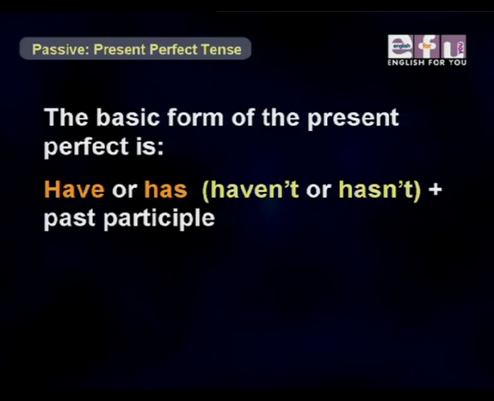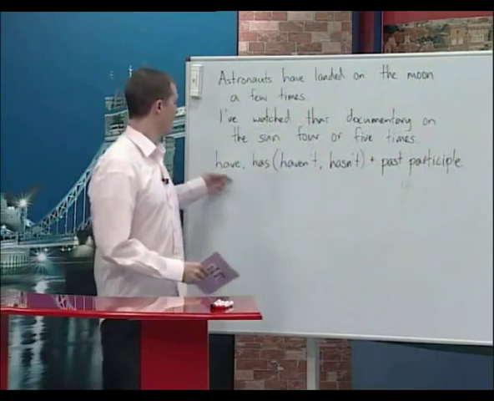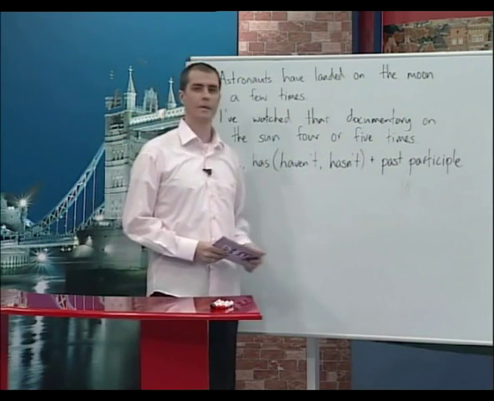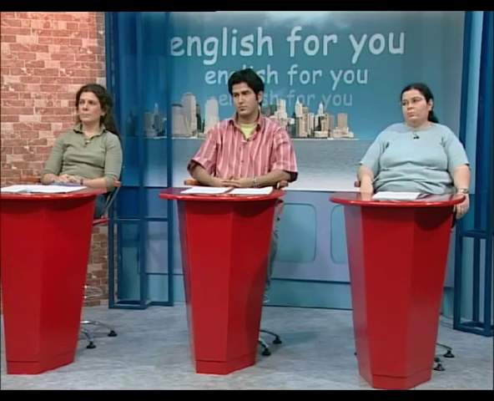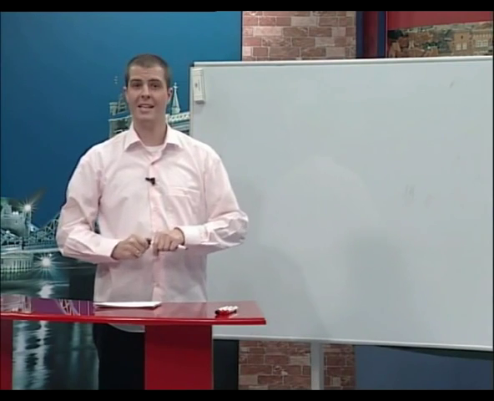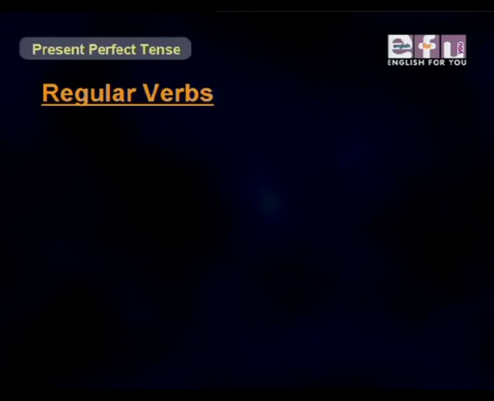So the basic form of the present perfect is have or has or haven't or hasn't plus past participle. Now, many past participles are regular. Most of them are regular. You just add ed to the verb.